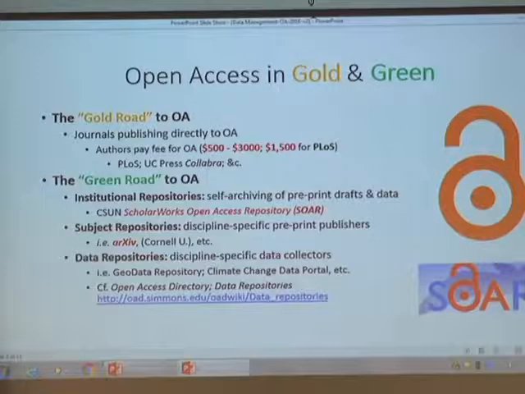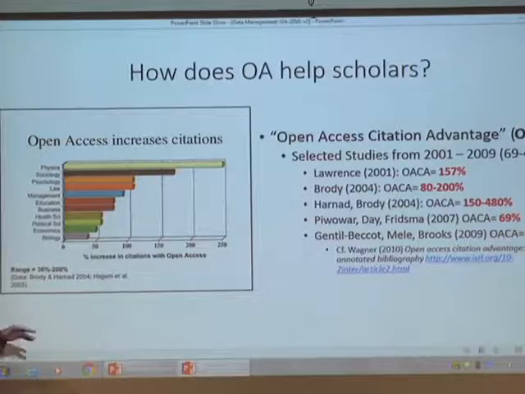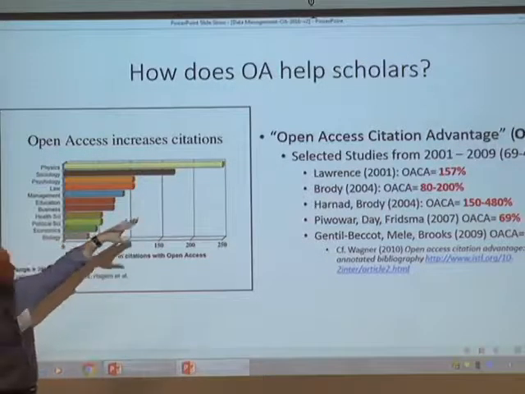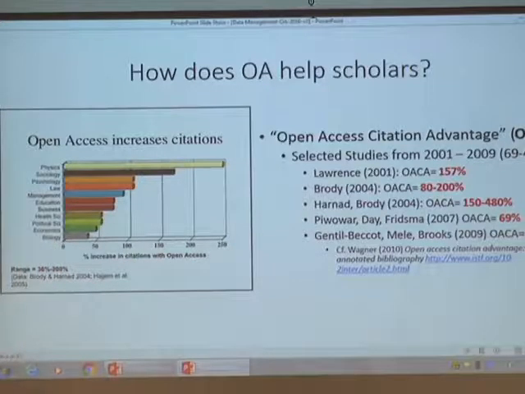So open access is our topic. However, and this is something that I like to focus on a lot, how does it help you? How does it help scholars to have something within open access? And again, this is very discipline specific. There is such a thing, studied for the past 15 years, called the Open Access Citation Advantage. Several studies over the years have found anywhere from a 69% increase in the number of citations to something like a 480% increase, based on whether something exists in open access or is in a closed publication.